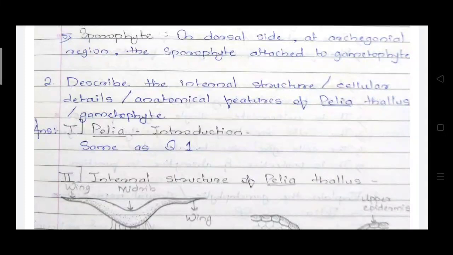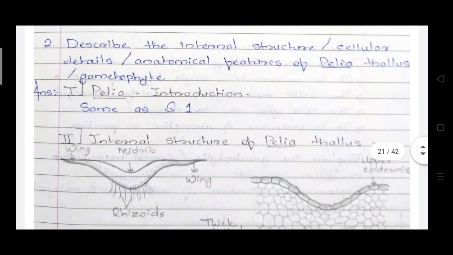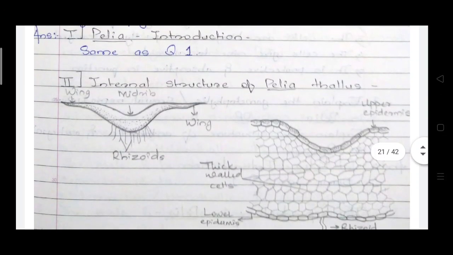Hello students, let's start the internal structure of the Palea thallus, or anatomical features of the Palea thallus. As you know, in the previous video we discussed the external morphology of Palea. In the internal structure of the Palea thallus, on the left side you have to see the figure in the thallus of the Palea.